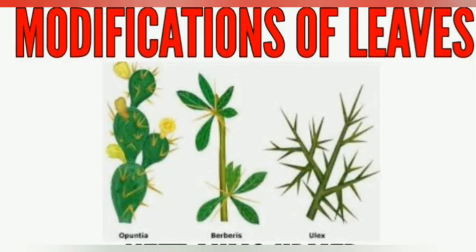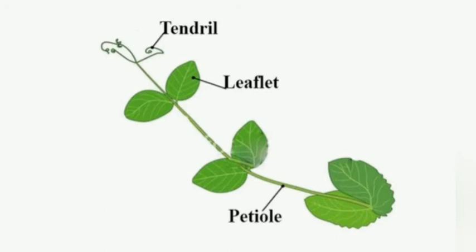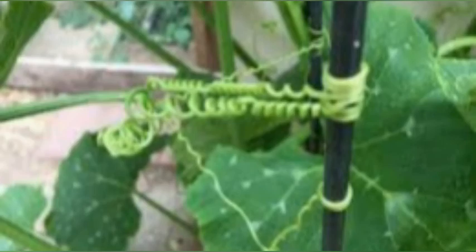Okay, next let us learn the modifications of leaf. Some plants like cabbage and mint store food in their leaves, like some plants store food in stems and roots. We eat those leaves to get nutrition. In some climbers, leaves are modified to form special structures called tendrils. This is similar to the stem tendrils in grapevine, passion flower, etc. Here, the leaf is modified into a tendril to attach the plant to a support.